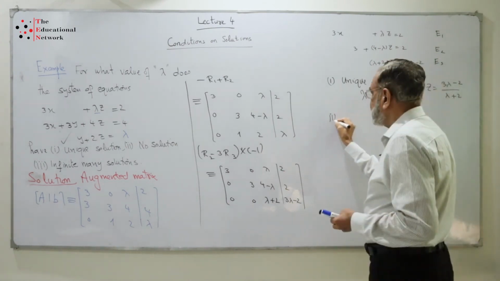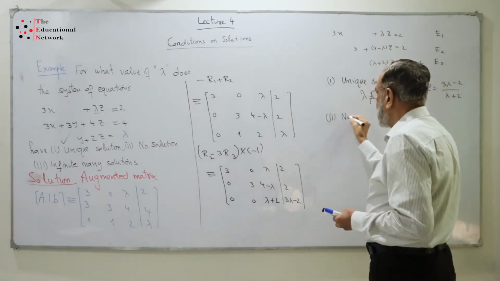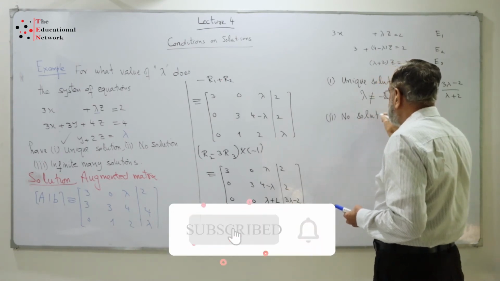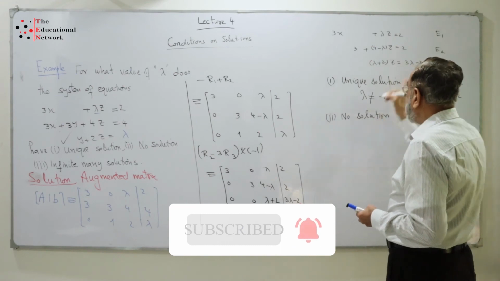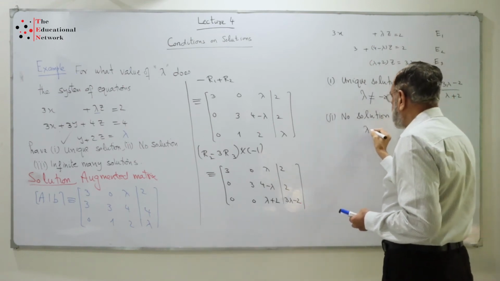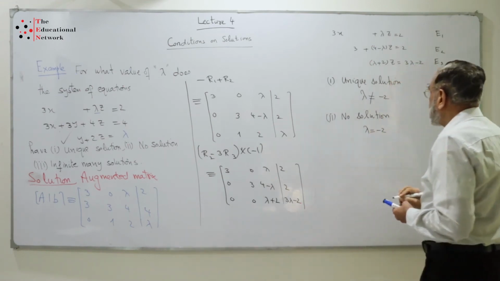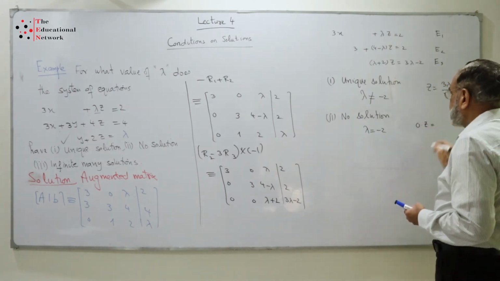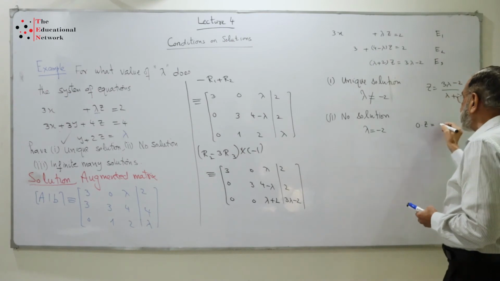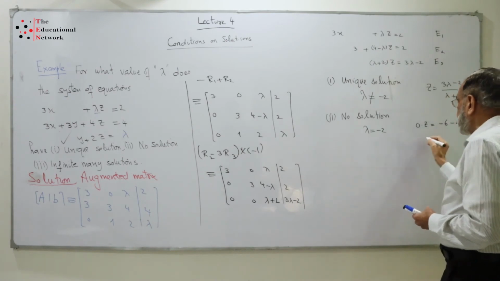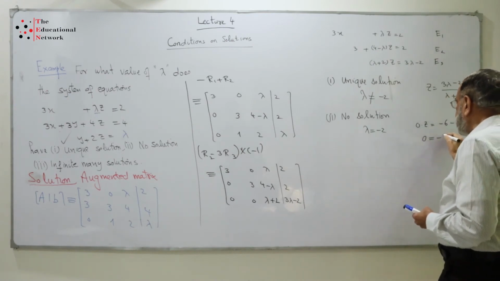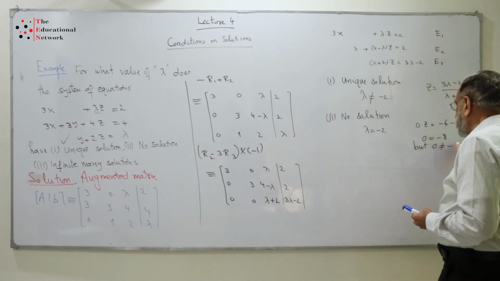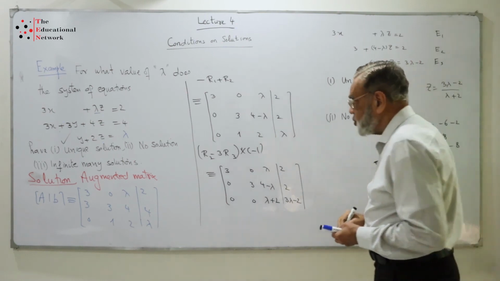Then we are going to look for the no solution. For no solution, we know that the left hand side is 0 and the right hand side is non-zero. So we take lambda equal to minus 2. Lambda equal to minus 2 will give me 0 times z is equal to, with lambda equal to minus 2, minus 6 minus 2. So 0 is equal to minus 8. But we know that 0 is not equal to minus 8. So we say there is no solution.